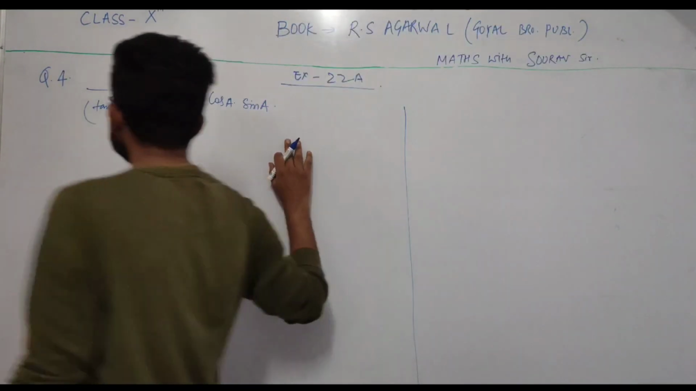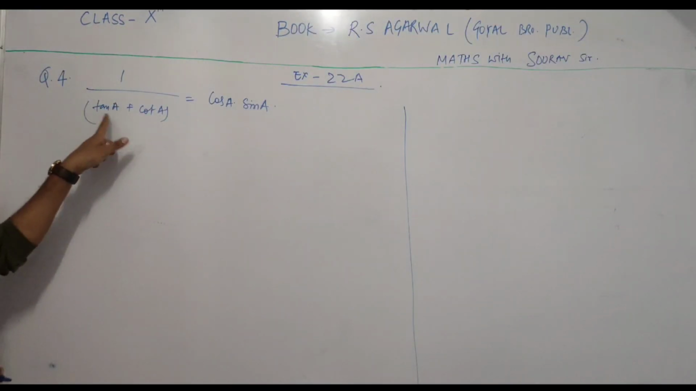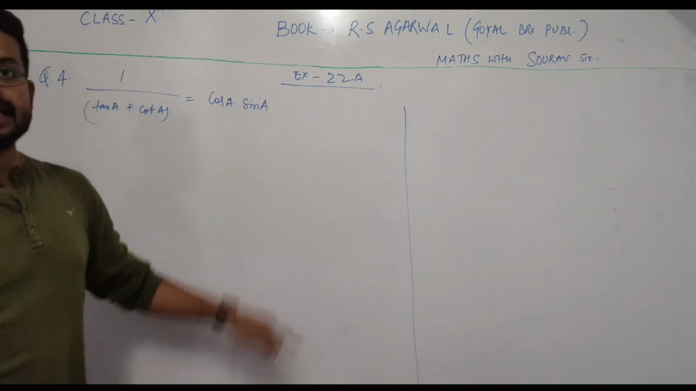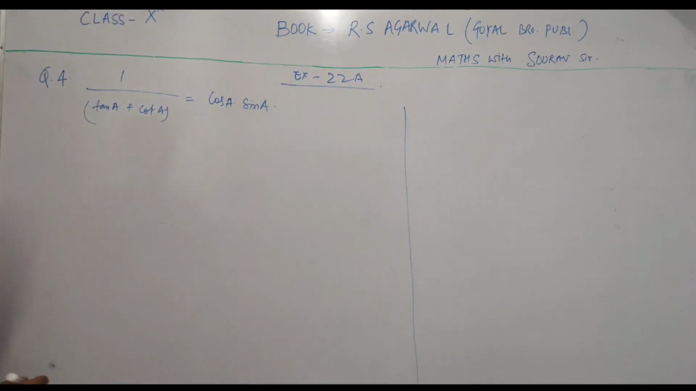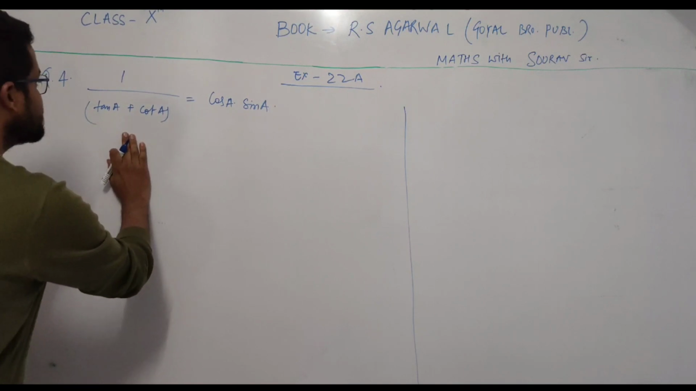Now the next question is question number 4, which is 1 by tan a plus cot a is equal to cos a into sin a. So how do we proceed with this question?